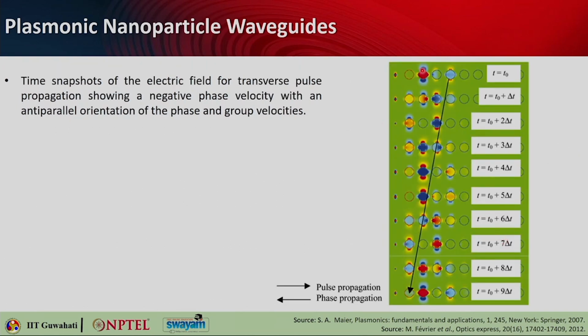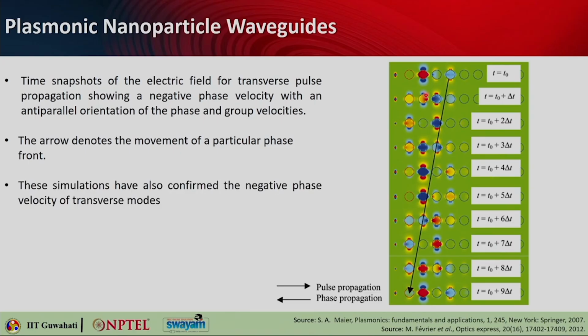Here also another set of simulation is shown. These are basically time snapshots of the electric field for transverse pulse propagation, showing a negative phase delay with an anti-parallel observation of the phase and group velocities. This has been done at different time steps, starting from t equals t naught, then you add a delay, delta t, 2 delta t, 3 delta t and so on. Okay. So, you are able to see the arrow showing the movement of the particular phase front, though it is not clearly visible here unless it is an animation. These simulations also confirmed a negative phase velocity of the transverse modes.